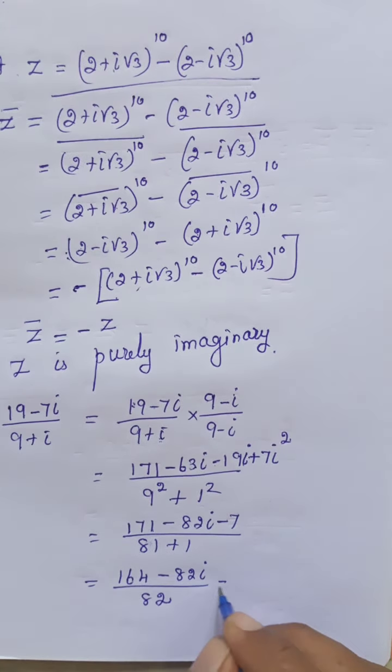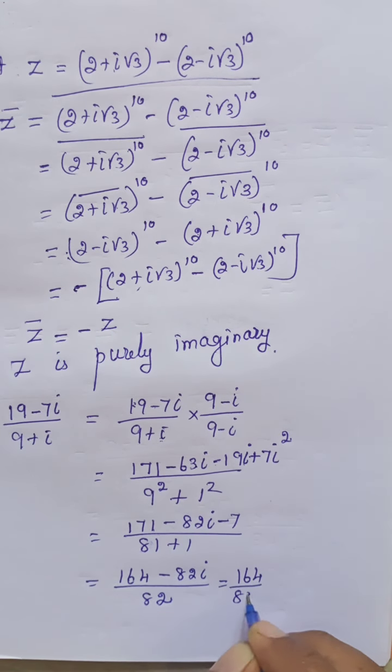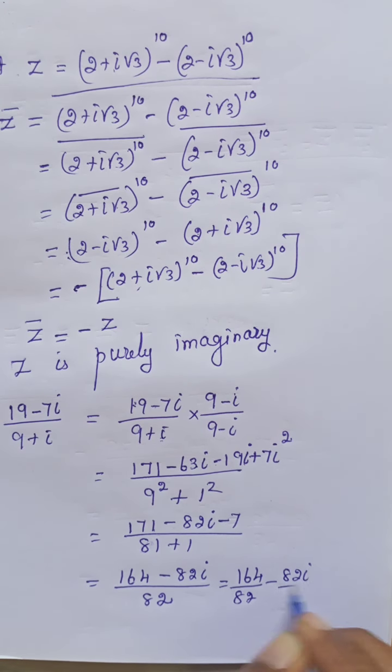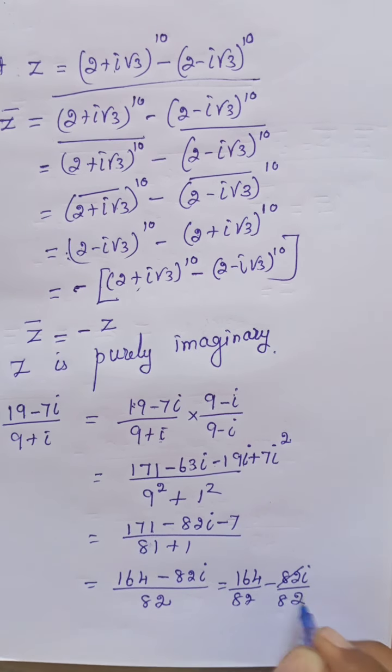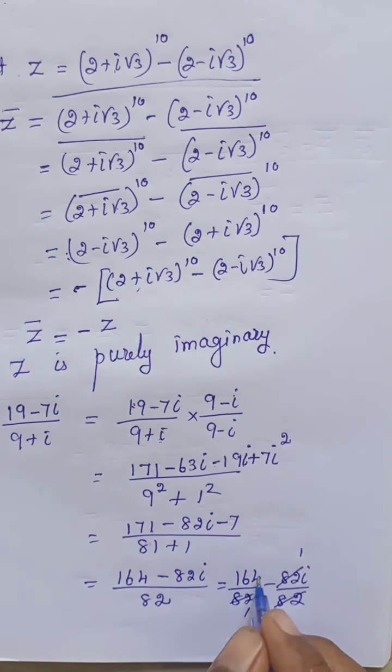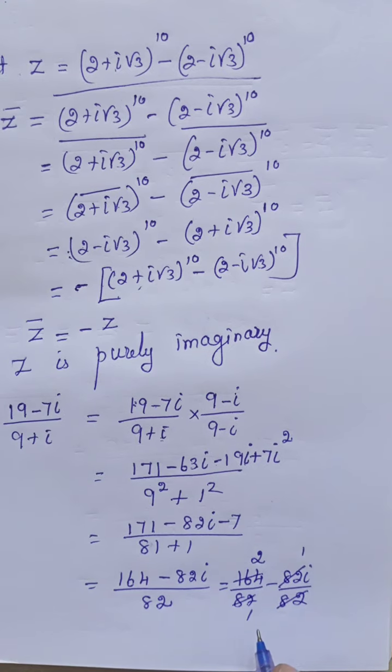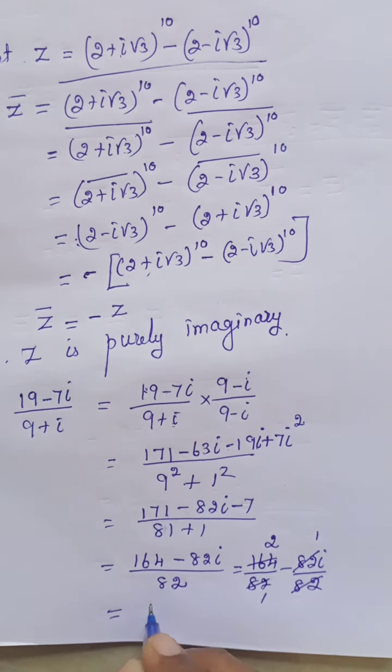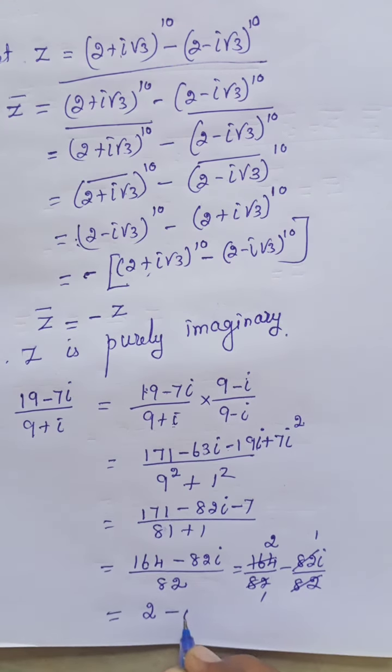Now shall we separate it? That is 164 by 82 minus 82i by 82. Here 82 divided by 82 is 1, and 2 82s are 164. So we have got 2 minus i.